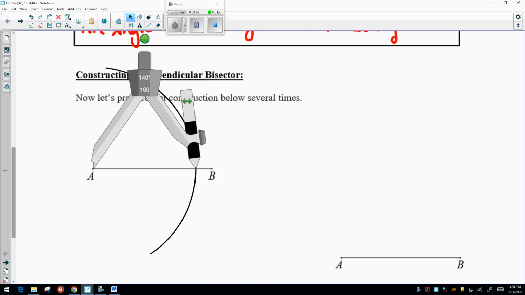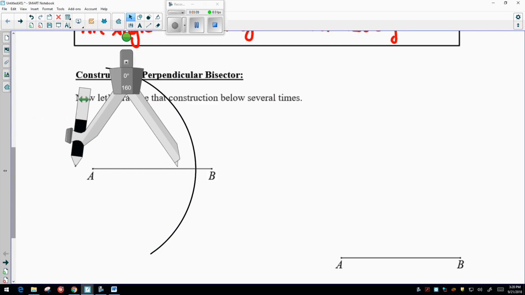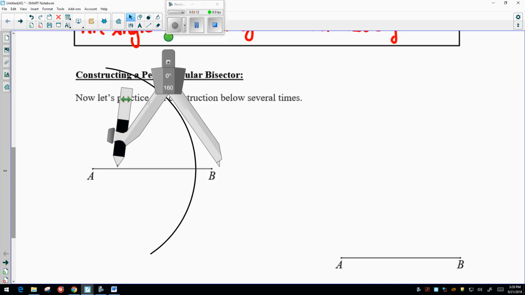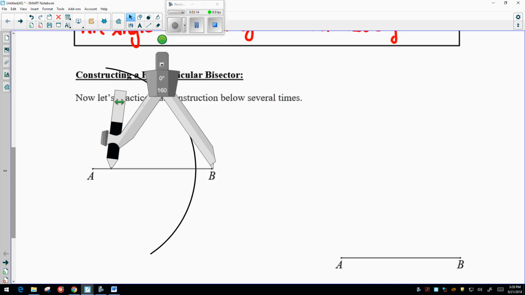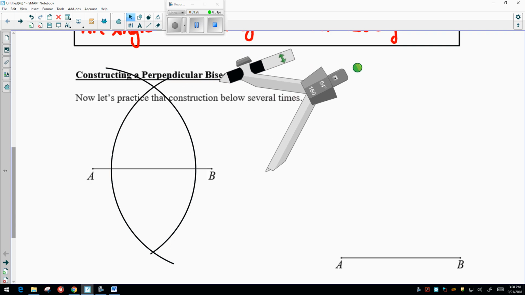Okay. And then from there, we're going to flip it around and do the same thing. We're going to move it over to point B, sharp point at point B. We don't want to change the compass size, keep it the same size, and now do the same thing. We're going to draw an arc. When we're done with our compass, you would take your straight edge and connect both the intersection points with a straight line. And right there is your perpendicular bisector.